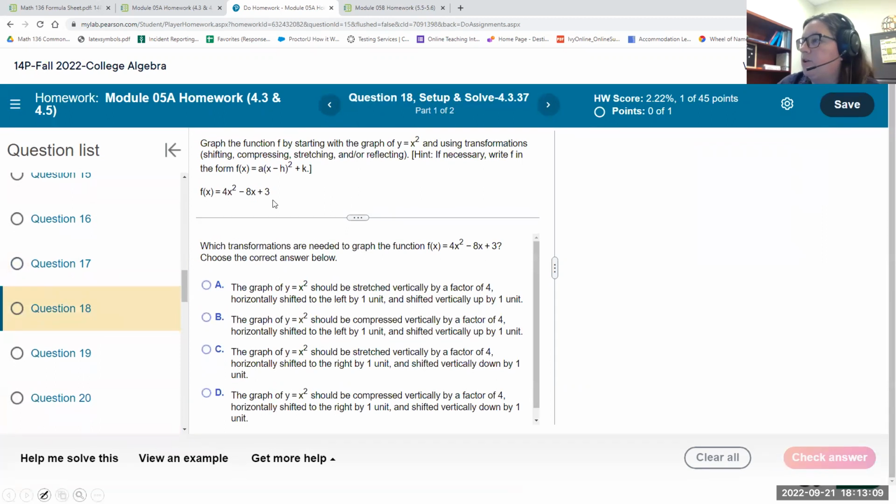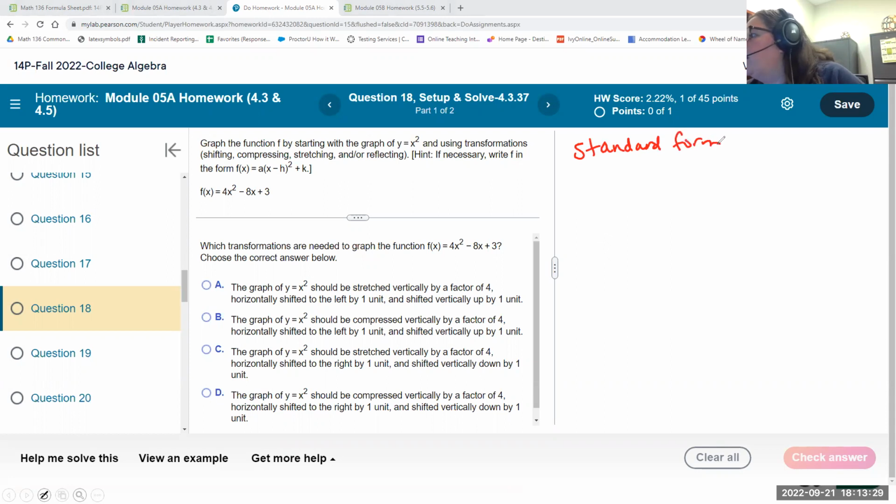So here we have a function that is in standard form. And we want to come up with what are the transformations and what's the graph. Looking at the standard form, that doesn't really tell us anything useful about the transformations other than a.